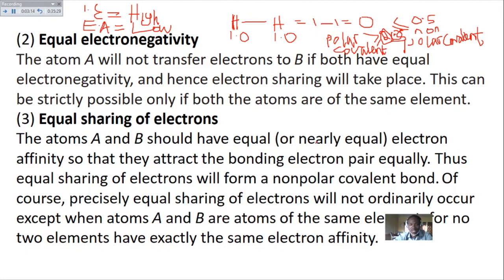Good. Equal sharing of electron. I've told you about the equal sharing of electron and equal electron affinity so that they can attract the bonding electron pair equally. Their electronegativity difference must be nearly equal. If it does that, therefore non-polar, they have no choice than to share electron. Thus, equal sharing of electron will form a non-polar covalent bond. Of course, precisely, equal sharing of electron will not ordinarily occur except when atoms A and B are atoms of the same element, for no two elements have exactly the same electron affinity.